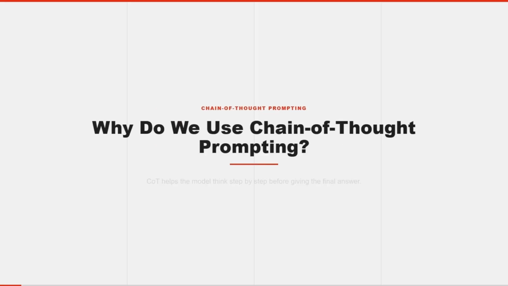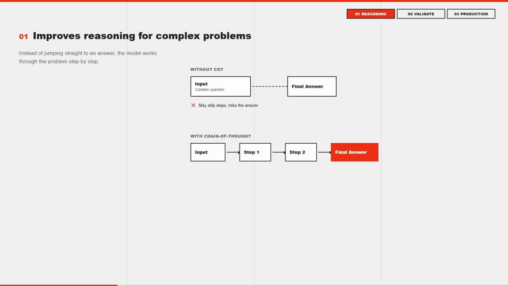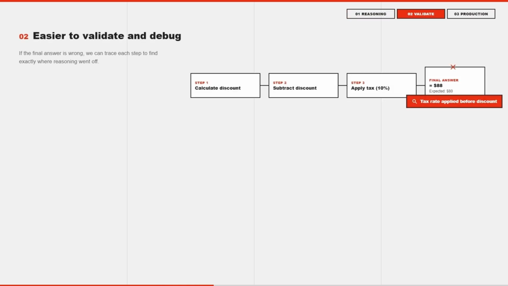Let's understand the key benefits of the chain of thought prompting technique. First, it can improve the accuracy of an LLM on complex problems, especially when the task involves calculations, logic, or multiple decisions. Second, it makes the final answer easier to debug and validate because we can examine the individual steps and identify where the reasoning went wrong.